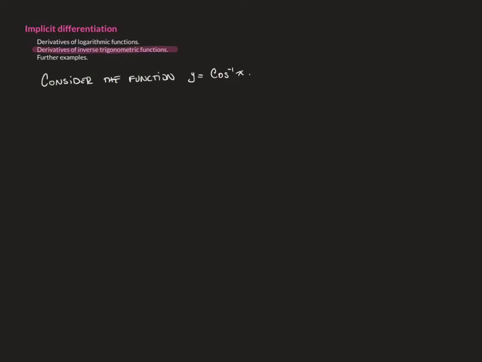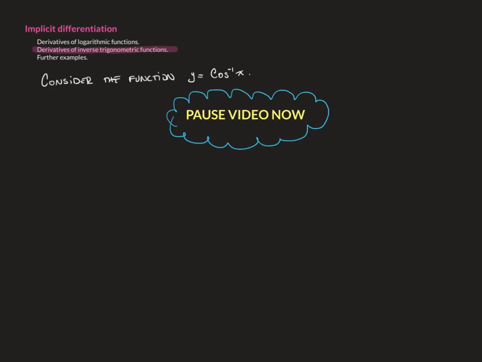For the next derivative, let's consider the function y equals cosine minus 1 of x. And at this point, I would encourage you to try it by yourself first. Pause the video, try by yourself, and then look at the process that I'm going to show you to check if you did your process correctly or not.